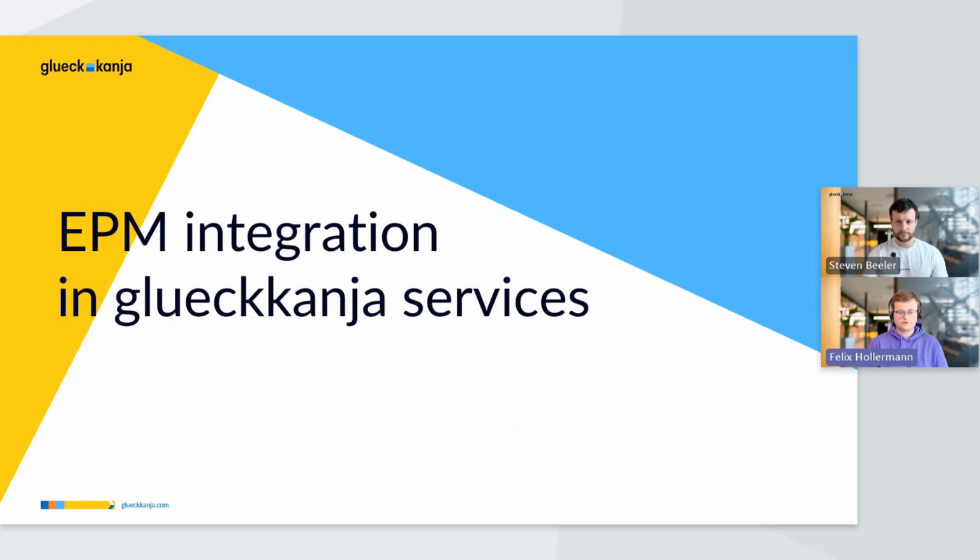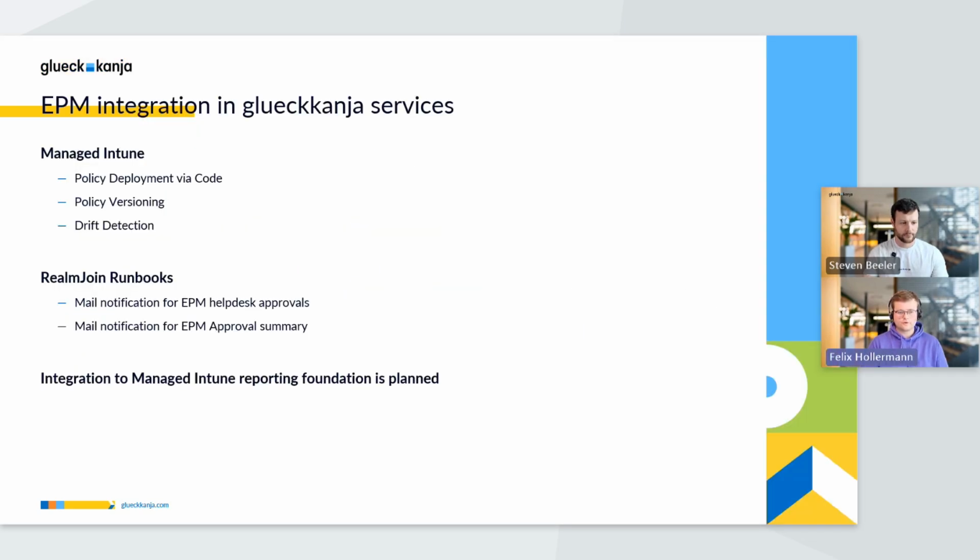Now we have a look at the EPM integration in our services at glueckkanja. First of all, it's integrated in Managed Intune. Our Managed Intune approach is to deploy policies in your Intune tenant with code, with Terraform and GitHub. So you have policy versioning, you have drift detection, and everything you clicked in Intune by hand is stored in the code. And we have Ramjon runbooks for the EPM.